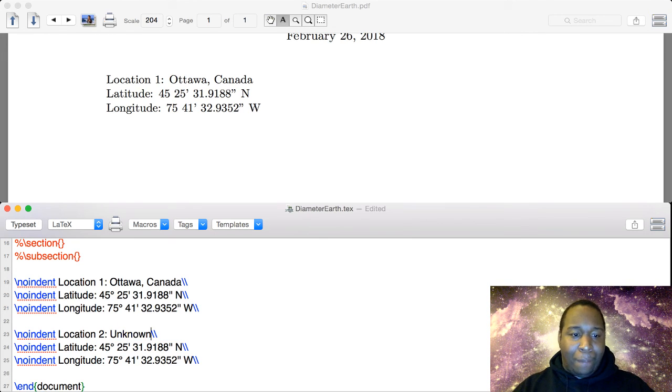But this might be problematic because we need to be able to know the distance between these two locations. Hopefully that same website can do a distance calculation for us. Or maybe we can do it ourselves, but then that would be cheating. So we're just going to do 5 degrees more. So 50 degrees, 25 minutes, 31.9-ish seconds. All right, perfect. So these are the 2 locations that we want.